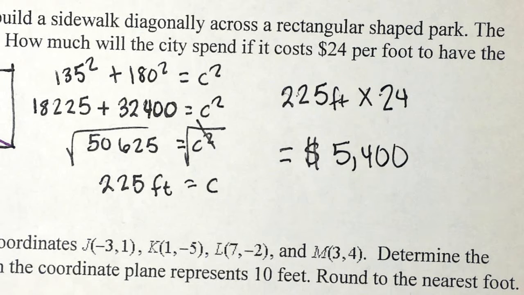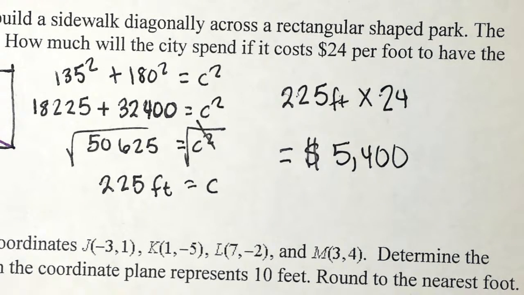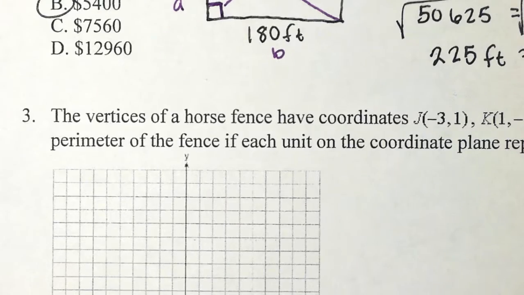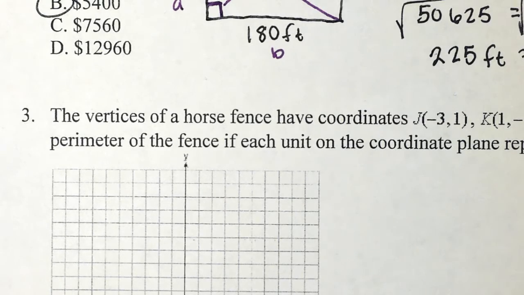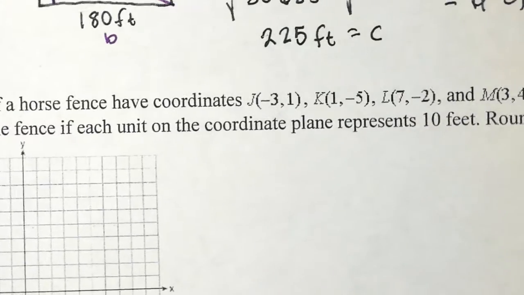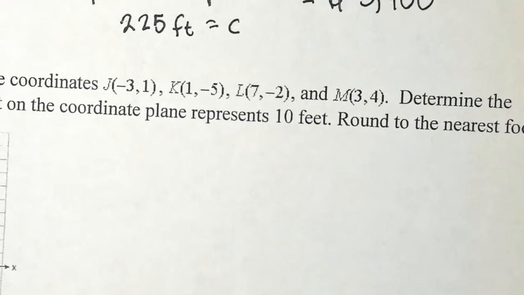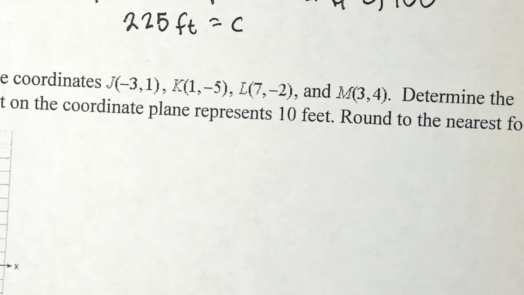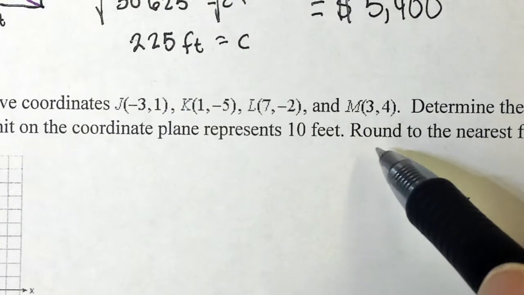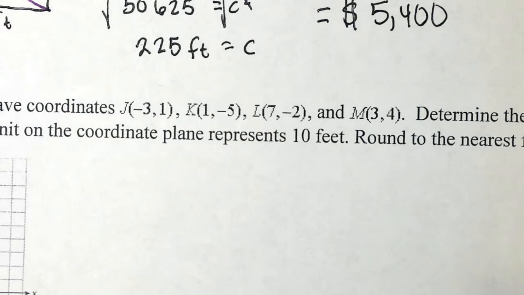I left them alone after this, but I kind of want to set this one up for you, just so you can see you're not doing a whole bunch of work. So in this one, it says the vertices of a horse fence have coordinates of J, K, L, and M. I don't feel like reading the numbers. Determine the perimeter of the fence. If each unit of the coordinate plane represents 10 feet, round to the nearest foot.